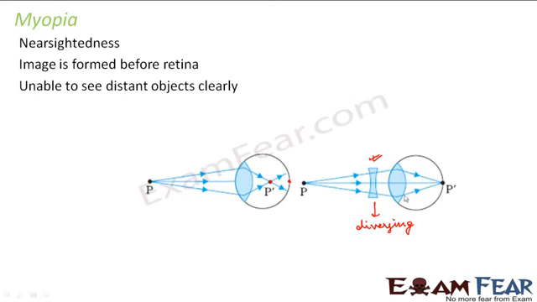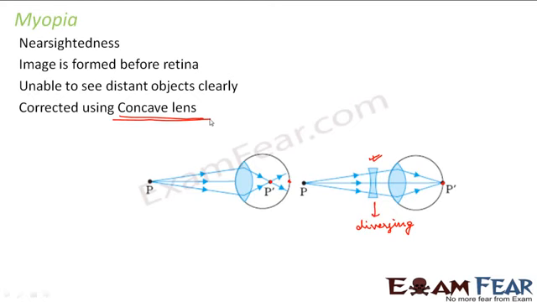So they will take some more time to converge, and as a result they will converge on the retina. So this is the purpose of introducing a diverging lens here. It can be conducted using a concave lens. Right, so you understood what happens.